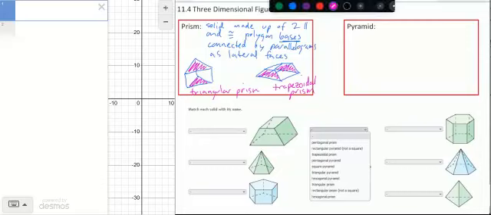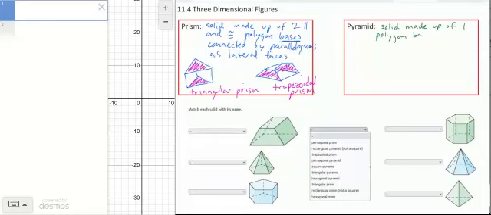Right? The other polyhedra that we're going to focus on are pyramids. And these are solids that are made up of one single polygon base. And that base is going to be connected by all points along its perimeter to a common vertex.